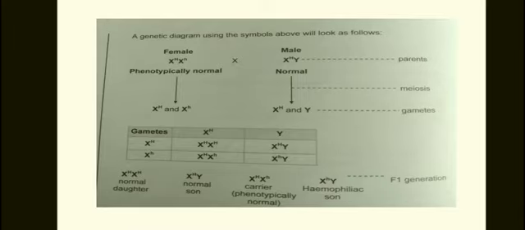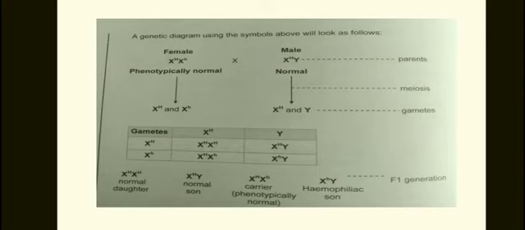Right now, a genetic diagram using the symbols above will look as follows. A female that is a carrier, which means phenotypically normal but a carrier of the recessive gene, is crossed with a male that is normal. How do we actually do this? The probability of having a normal daughter, the probability of having a daughter that is a carrier, the probability of having a son that is normal, and the probability of having a son that is hemophilic, so 25, 25, 25, 25 in terms of genotype. But analyzing their children in general, 75% of their children can be normal in this diagram, and only 25% of their children are affected.